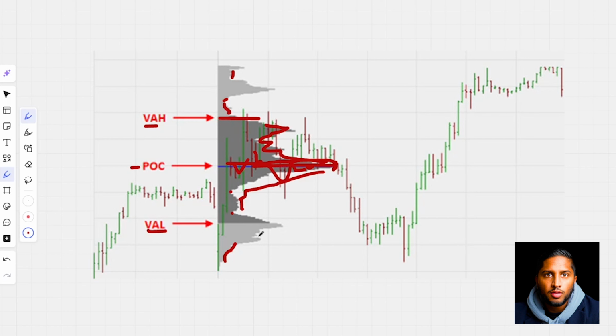And what makes this tool so powerful is when you see some of these low volume nodes, sometimes you can catch a fast move because price typically moves quickly through these zones. A quick recap and we'll jump into the chart.